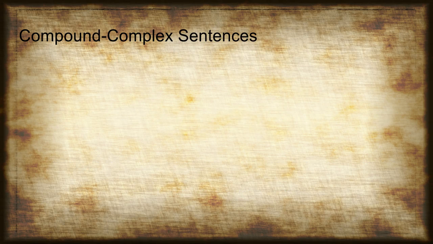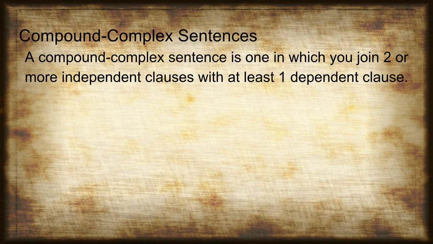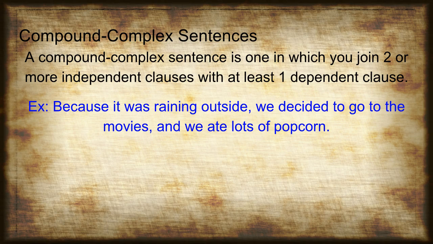A compound complex sentence is simply going to be one in which you join 2 or more independent clauses with at least 1 dependent clause. So, because it was raining outside, comma, we decided to go to the movies, comma, and we ate lots of popcorn. Now, notice here that our dependent clause starts off the compound complex sentence. So, we have to have that comma between it and the first independent clause, we decided to go to the movies. Also, we have joined the 2 independent clauses here using a coordinating conjunction. So we have to have a comma before that coordinating conjunction.